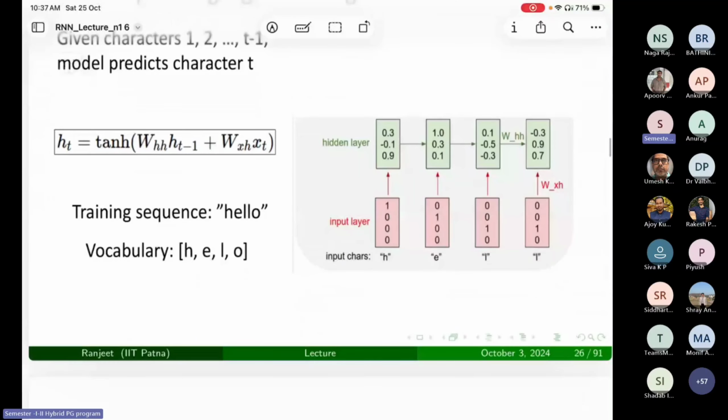Now the next goal is to generate the state. With the help of this first character H, you are going to generate the state h1. Now you can decide how many values, or what would be the dimension of the state. In this case, we are assuming the input dimension is 4 because it's coming from the one-hot encoding, but the hidden state dimension we have fixed as 3. But this is your choice.